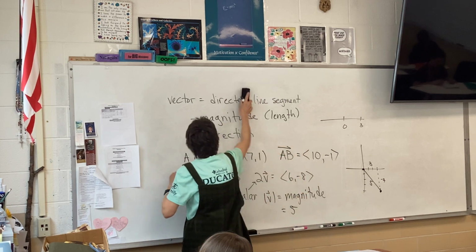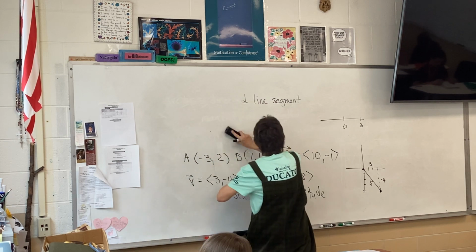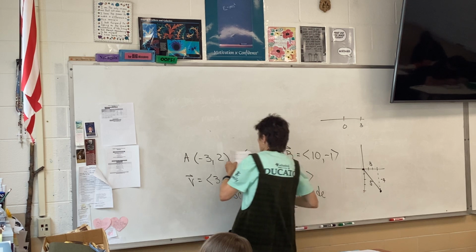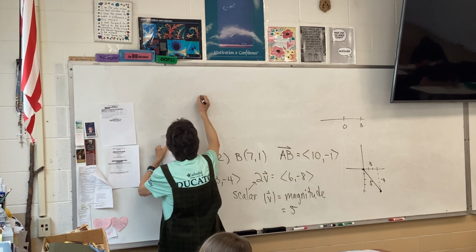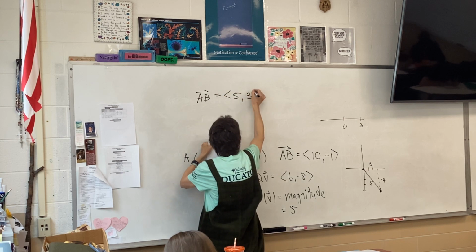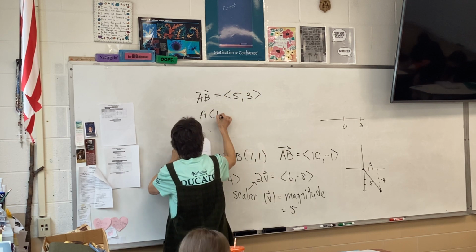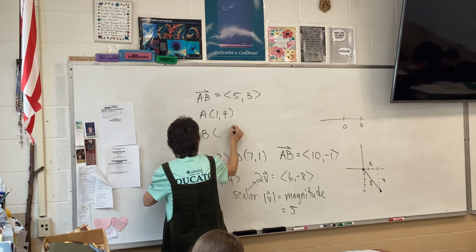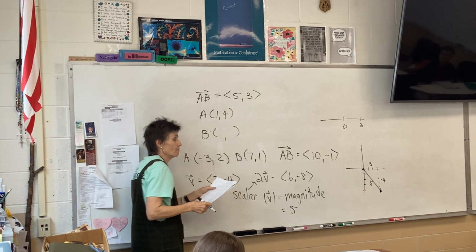All right, now we have another situation. We have the coordinates of the vector from A to B. And we know that point A is 1, 4, and we want to find point B.